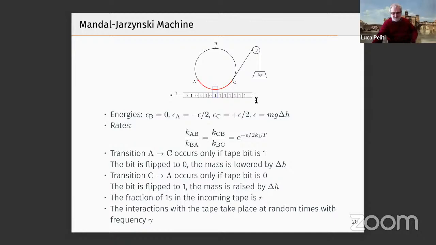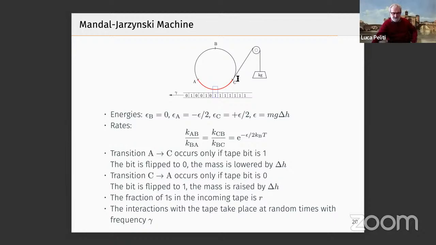So the idea is that you have a tape. You see the tape is running from right to left. It enters with a prevalence of ones in each case. And at each time step, there is one case of the tape that is in contact with the system. The system can be in three states, A, B, and C, connected like that, and the system can jump from A to B and B to C with some rates that satisfy detailed balance.